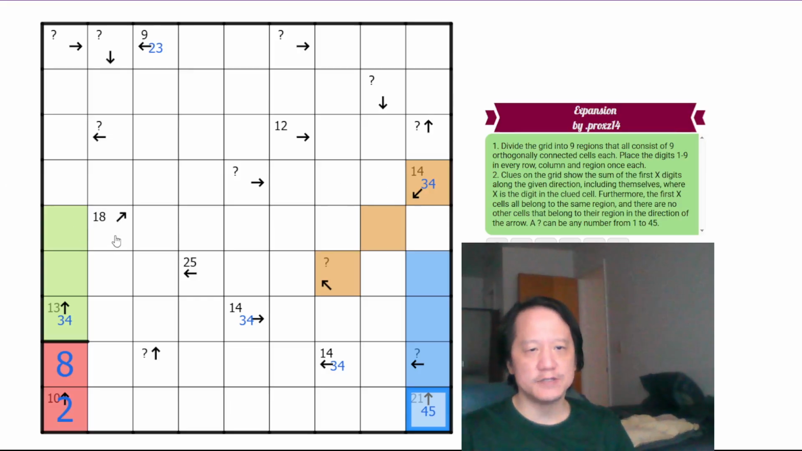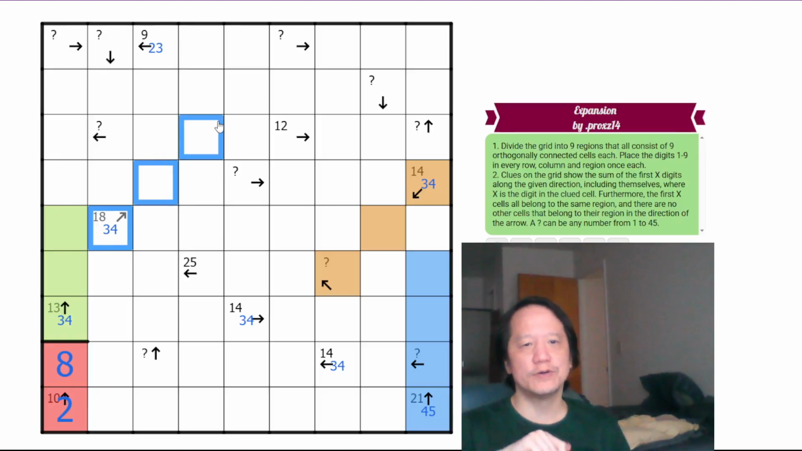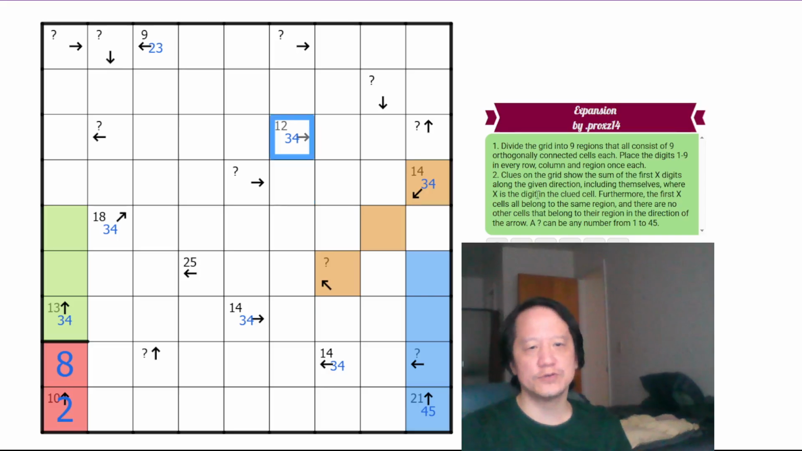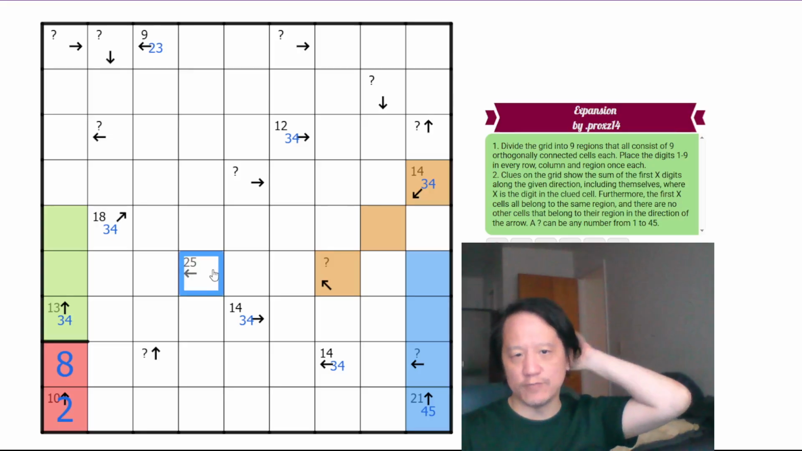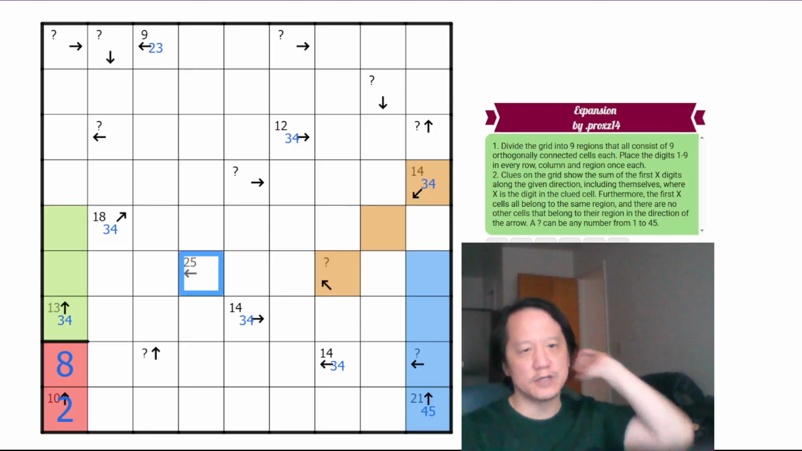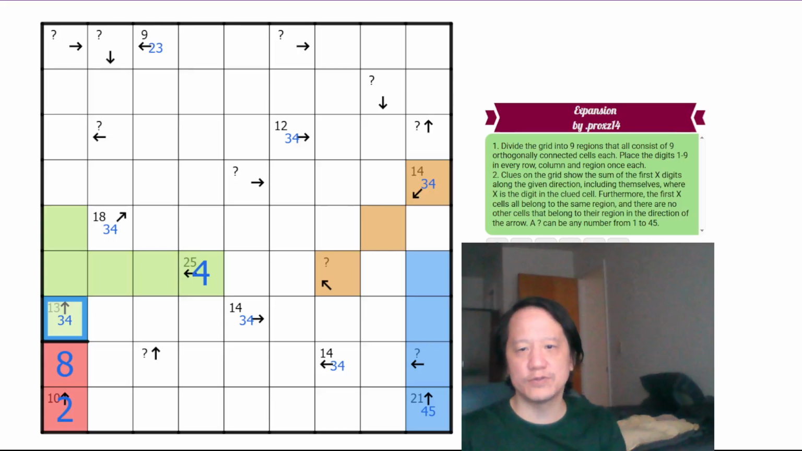This is at least 3 or 4 also. They're part of the same region. We don't know which one, though. 12 cannot be. It's 3 or 4 also. 25. That must be guaranteed 4 cells. Because you can't have 3 digits adding up to 25, including the 3. So this is guaranteed to be 4. It must be all 4. So that's green. That means in this green region, we can't have 4, so it must be 3.